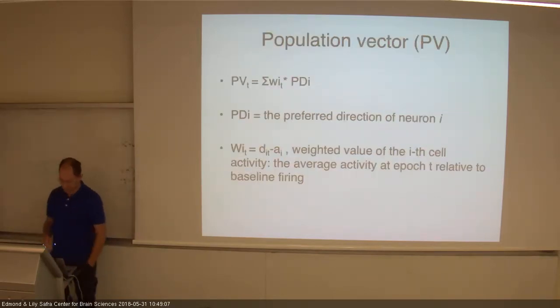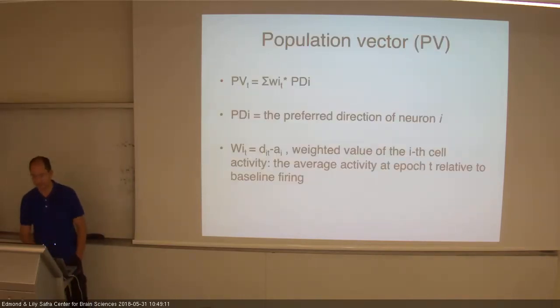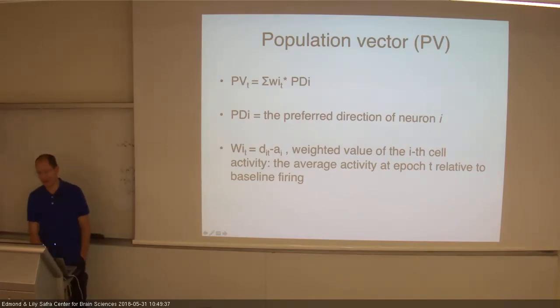So in terms of math, next time I'll give you an example. In terms of math, we have here the output, the population vector. So this is a vector. We have here, each cell has a preferred direction. I is just the index of the neuron. And this W_i, and it has also a specific time, right, will be proportional to the firing rate. Exactly.